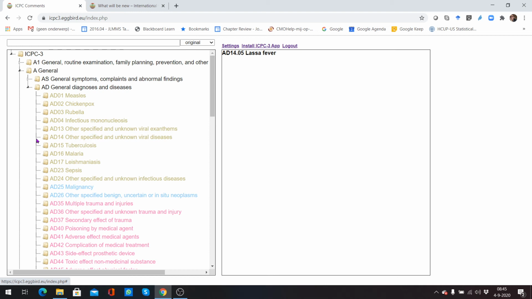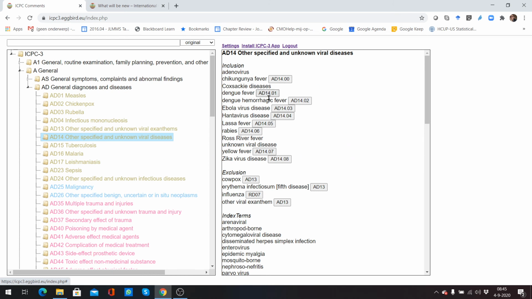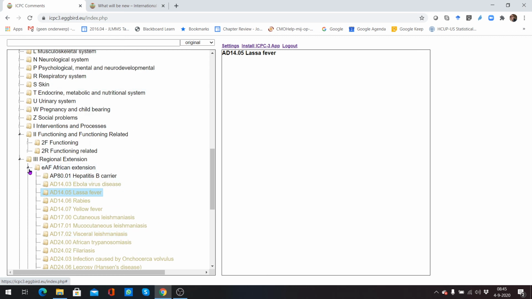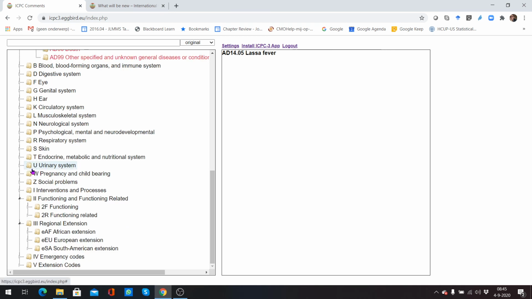Let's see AD14. There you see Lassa fever is one of the diseases that are included in this class. If I click on this again, I go back to AD14. At this moment, there are subsets from Africa, Europe and South America.